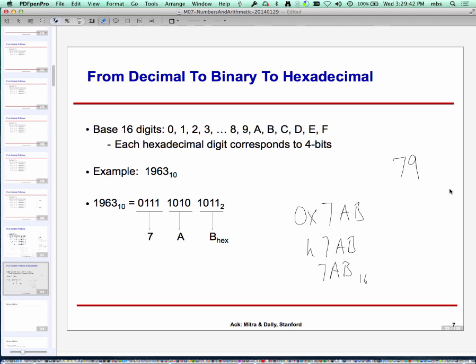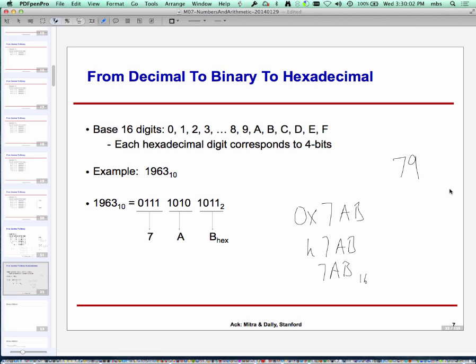Base 10 has 0 through 9. Base 16 has 0 through 15 or F. Base 2 has 0 and 1. So let's give a clue, right? Base 8 should have 0 through 7. The digits are always 0 through n minus 1. So base 8 is very common.